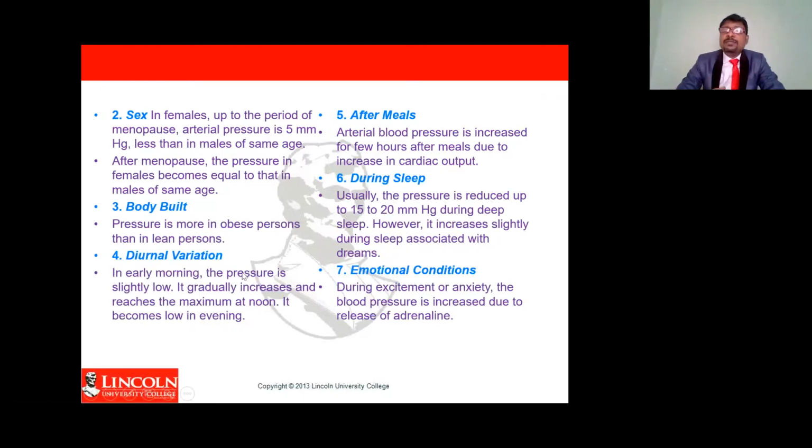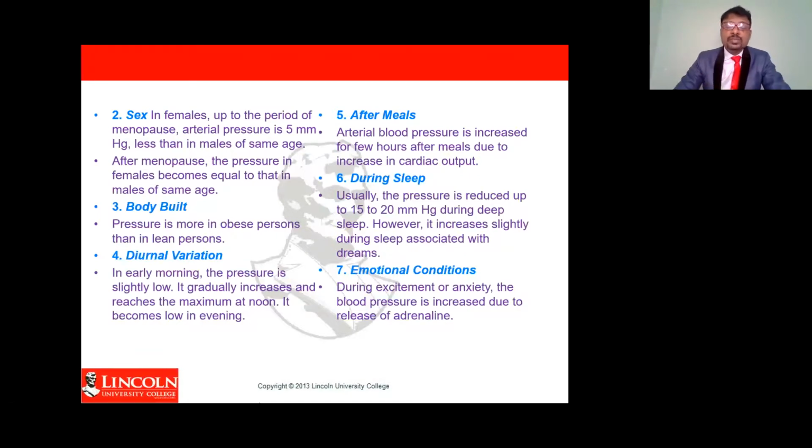Then body build. In the obese, the pressure will be more than in lean persons. Why? Obesity comes from fat accumulation. If fat accumulates in the blood vessels, it automatically gives resistance and may give high blood pressure. Also, diurnal variations: in the morning, the pressure is slightly low compared to the afternoon and evening.